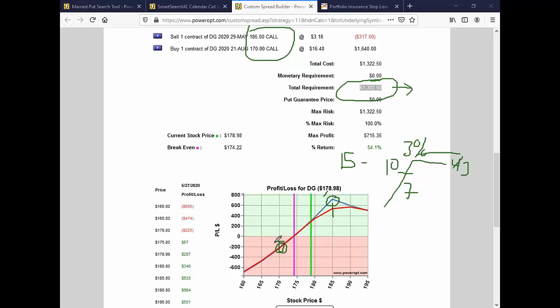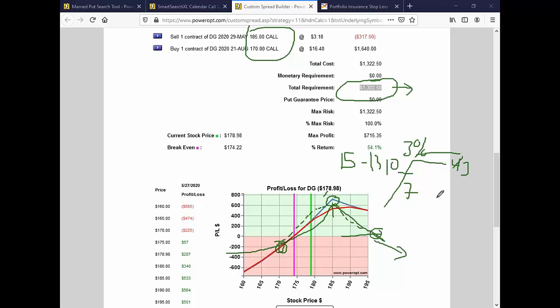But if you set up the structure wrong, if my net debit was greater than the difference in strike prices, we'd have a lower return, but we'd also see this slope here come down faster and possibly enter into a loss zone if the stock goes too high, because the debit was greater than the difference in the strike prices.